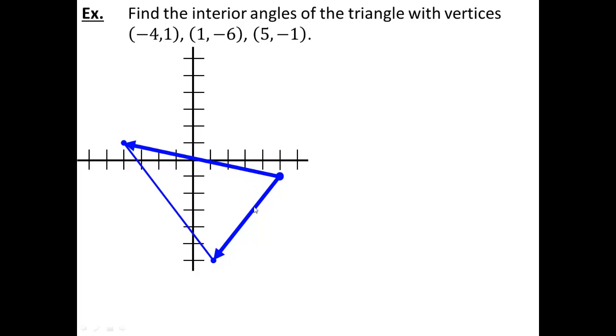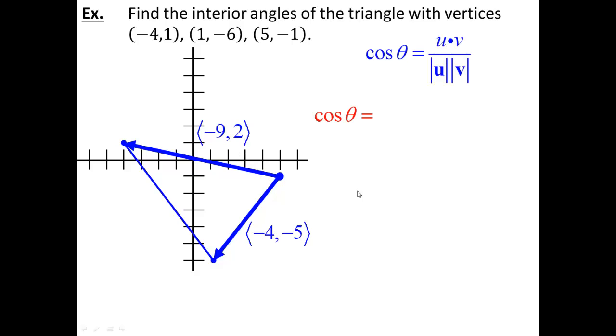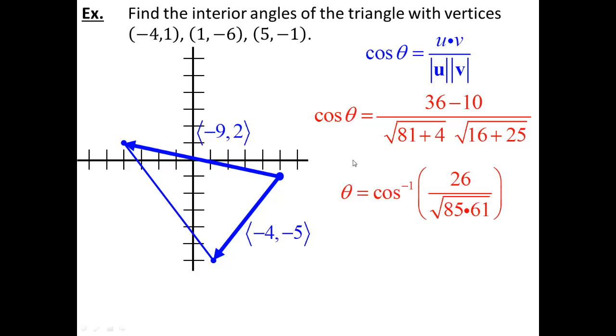Alright, so for this one, I'll go ahead and start with the bottom vector. Terminal, final position will be 1, -6. Initial was 5, -1. So final minus initial, 1 minus 5 is -4. -6 minus -1 would be -5. And then on this one, -4, 1 minus 5, -1. So that would end up being -9, 2. And we'll find the angle between those two vectors. Dot product is 36 minus 10, 81 plus 4 on one side, 16 and 25 on the other side. Clean it up, type it in, I get 63 and change.